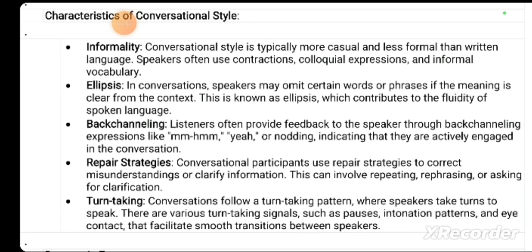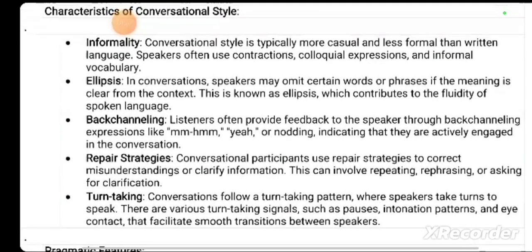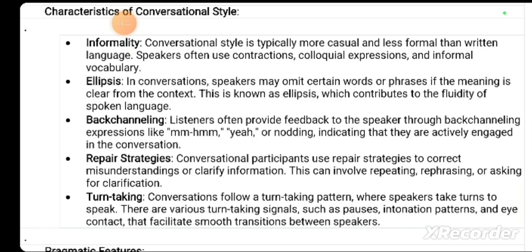They can diverge from grammatical rules because they are talking, and while you are talking you cannot take much care of the grammatical rules. When you speak, it is spontaneous, it is with the flow. So there is informality. Secondly, you can find ellipsis. What is ellipsis? In conversations, speakers may omit certain words or phrases if the meaning is clear from the context. Sometimes you do not mention the whole thing because you assume that the message has already been delivered. This is known as ellipsis, which contributes to the fluidity, the flow, of spoken language.